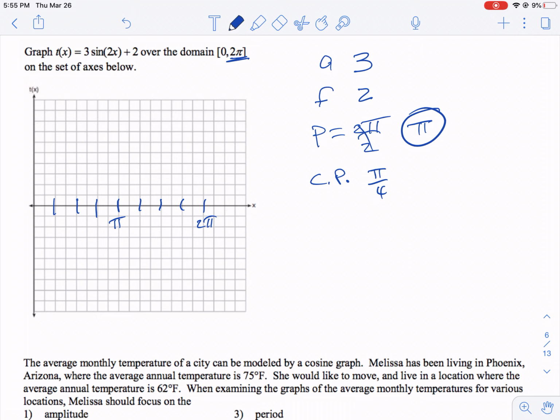This will work. Alright, midline's at 2, because that's the shift. So I'm going to graph my midline. Since my amplitude is 3, I'm going to go up to 5 and down to negative 1. Alright, sine graph. So sine starts on the midline, goes up to the hill, down to mid, minimum, midline, max, midline, minimum, midline.